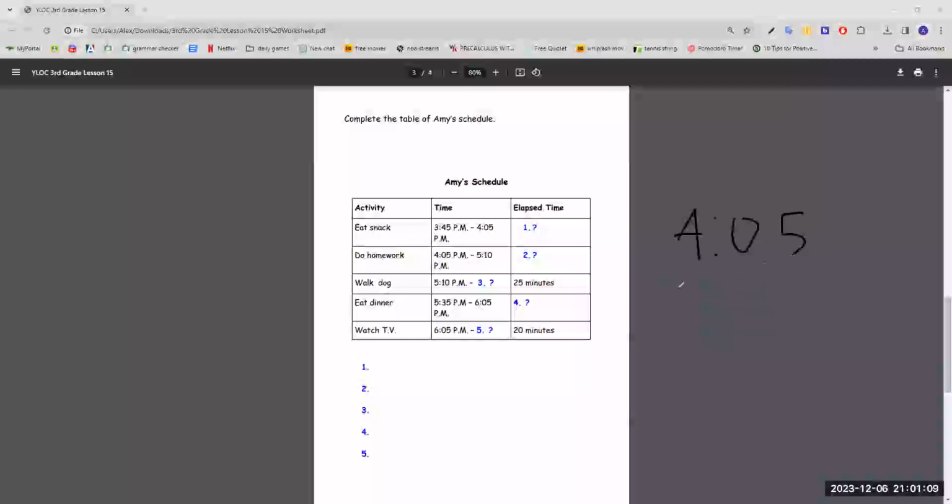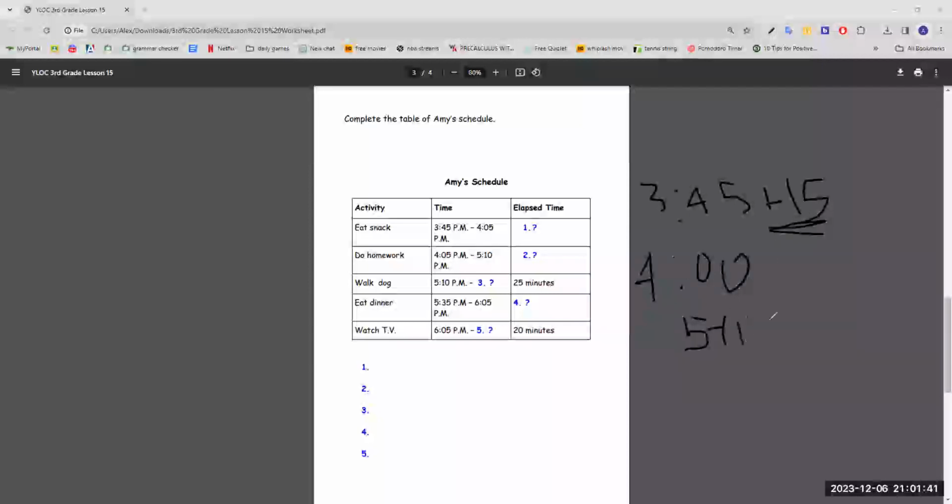4:05, 3:45. Actually, instead of subtracting like this, we can just find when 45 becomes 00, and that becomes 00 when we add 15. So it becomes 4. And the difference between 4 o'clock and 4:05 is 5 minutes. And we have to add this 15. So 5 plus 15 is 20. And for number 1, 20 minutes has passed.